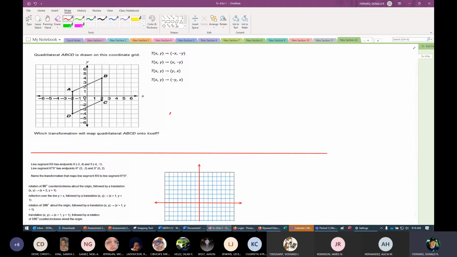So the first problem is quadrilateral ABCD. ABCD is drawn on the coordinate grid. So we've got a coordinate grid, we've got quadrilateral ABCD, and which transformation will map the quadrilateral ABCD onto itself? When they say map the quadrilateral onto itself, the vertices, where our line segments meet, have to fall on the other vertices.